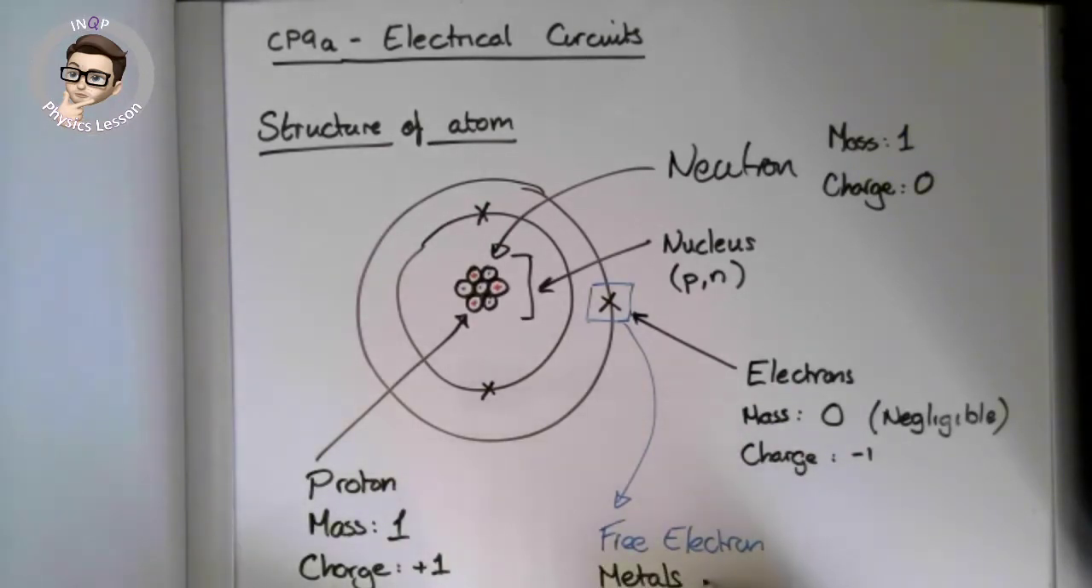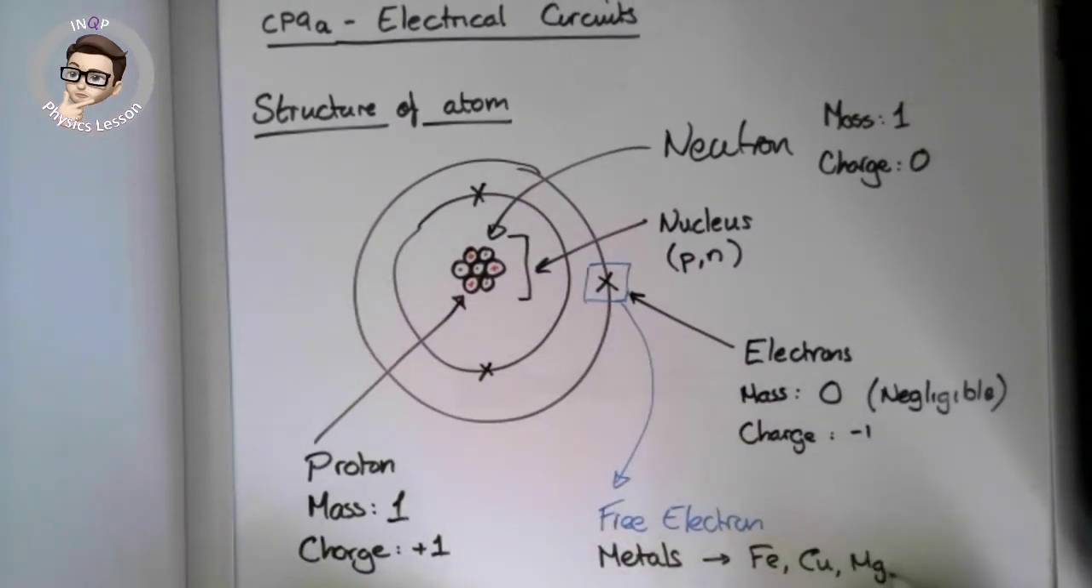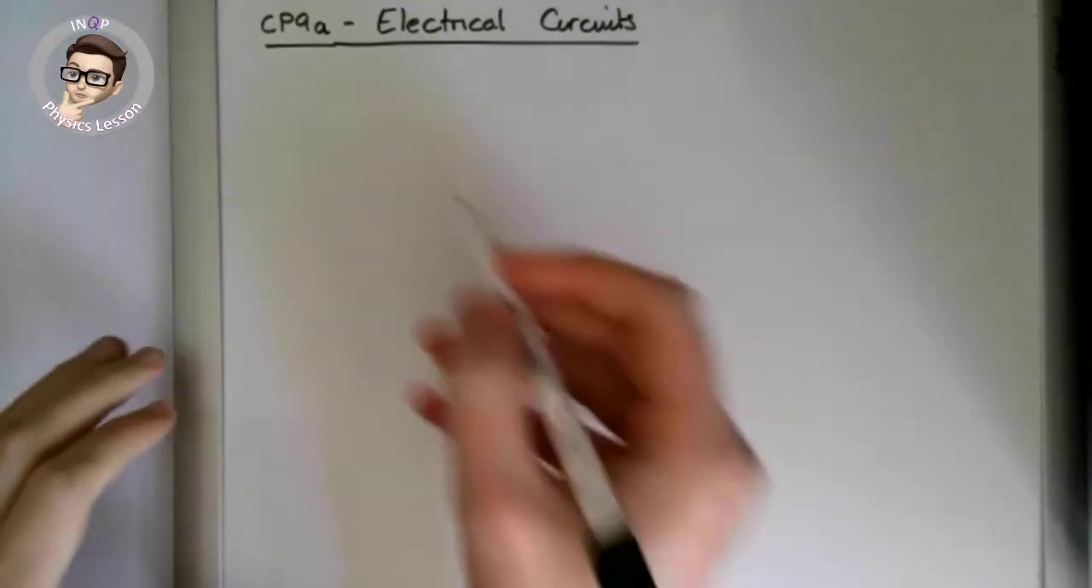Things like iron, copper, magnesium, lithium, anything that is metallic will have free electrons, and those are really important in what we're going to talk about today. Those free electrons are what is going to move when it comes to talking about current and the way in which electricity can flow.